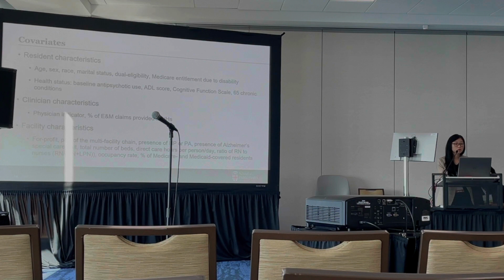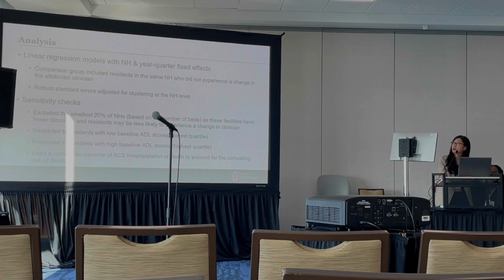And we included a rich set of covariates, including residents' demographic characteristics, their Medicare status indicators, such as dual eligibility or entitlement due to disability. We also included their health status indicators, such as baseline antipsychotic use, ADL scores, cognitive function scale, in addition to 6 to 5 chronic conditions. We also included clinician level and facility level characteristics as listed here.